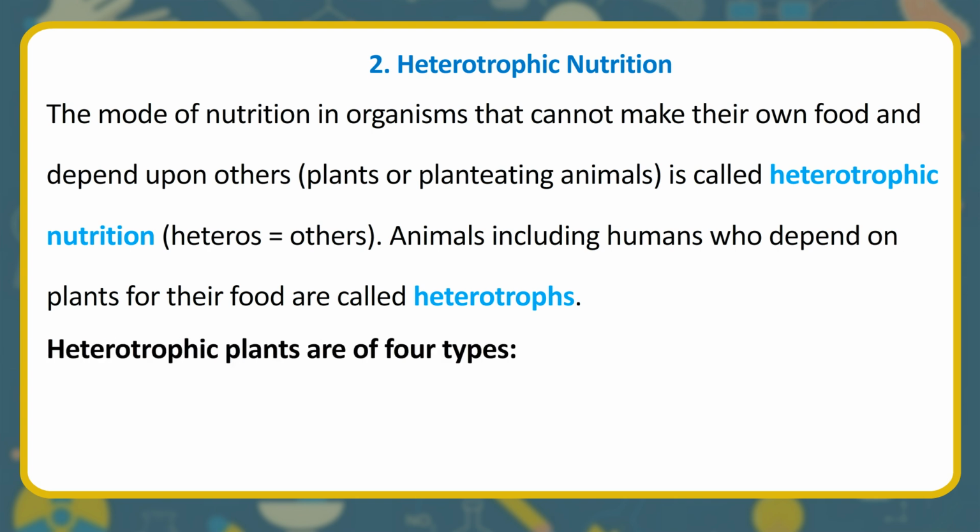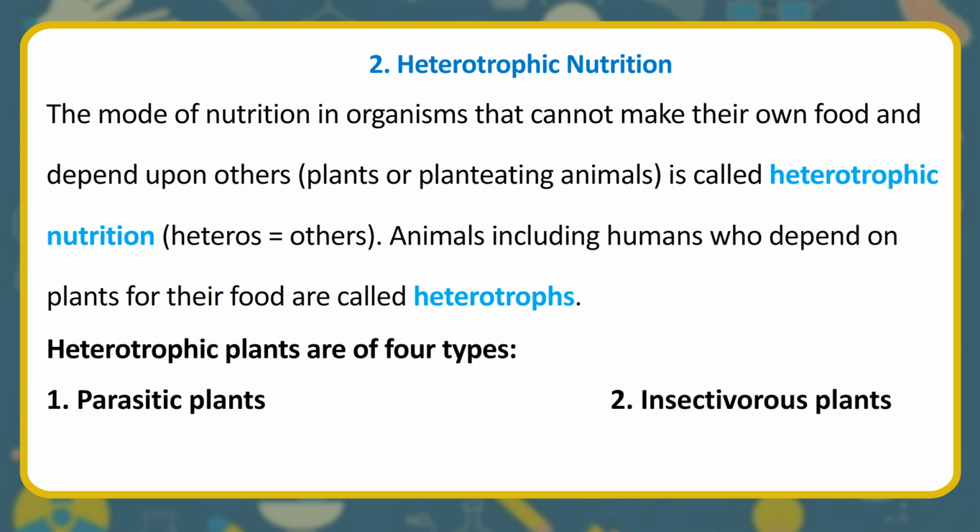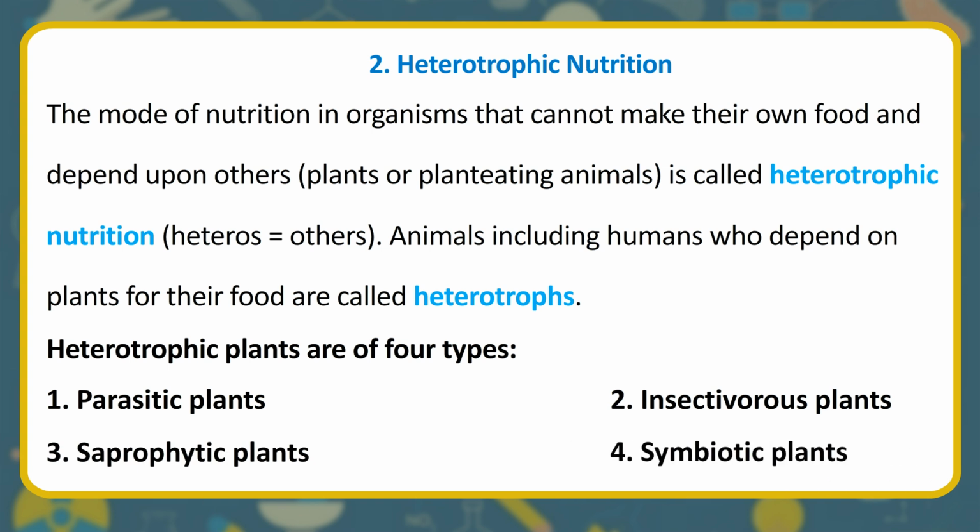Heterotrophic plants are of 4 types. 1. Parasitic plants. 2. Insectivorous plants. 3. Saprophytic plants. 4. Symbiotic plants.